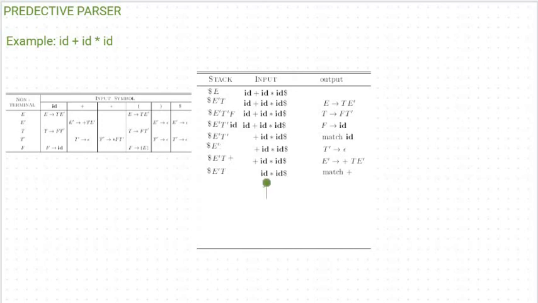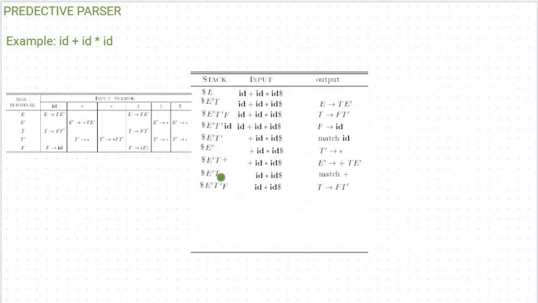Now the current pointer pointing symbol is id, and in the stack the topmost is T. So T and id, just look at the parsing table, T for id. You have T tends to FT'. So apply the rule: just remove T and then push T'F, in reverse order.